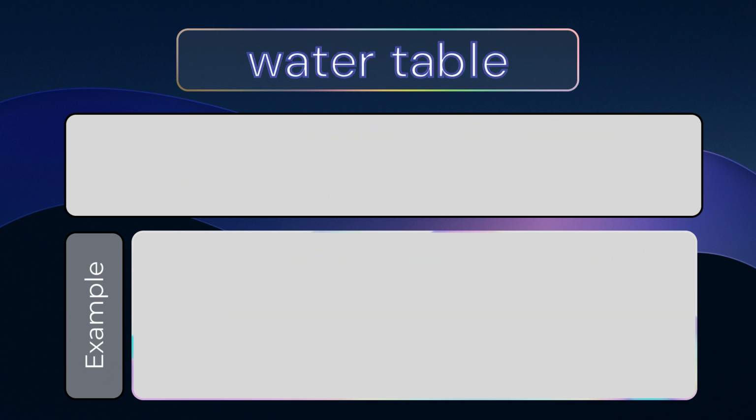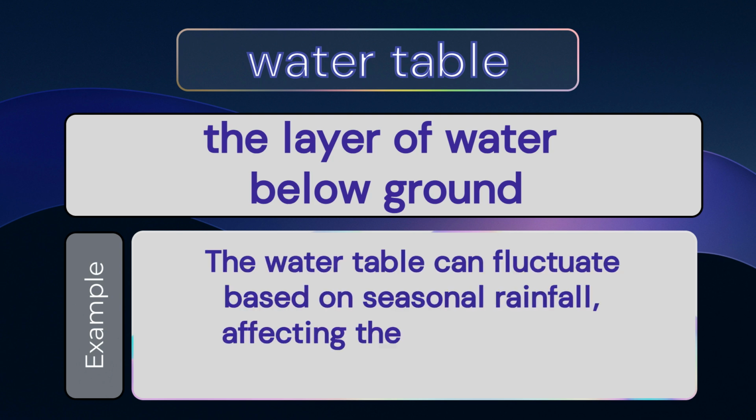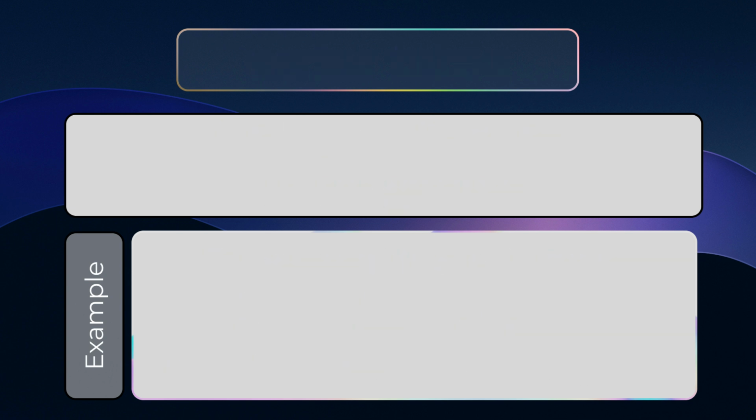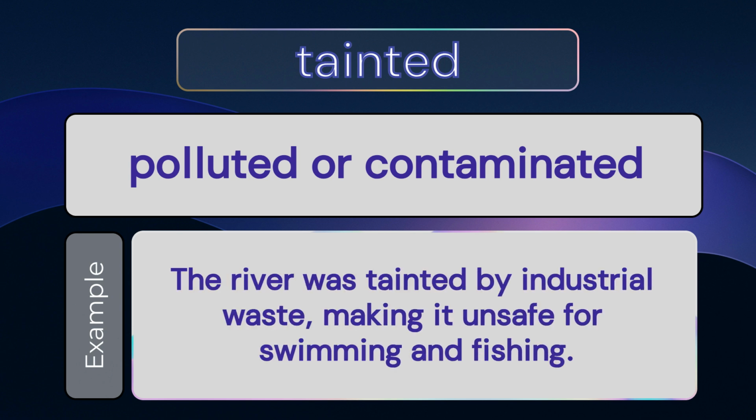Water table. The layer of water below ground. Example: the water table can fluctuate based on seasonal rainfall, affecting the availability of groundwater for wells and irrigation. Tainted. Polluted or contaminated. Example: the river was tainted by industrial waste, making it unsafe for swimming and fishing.